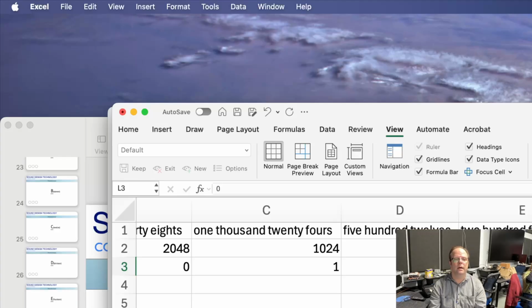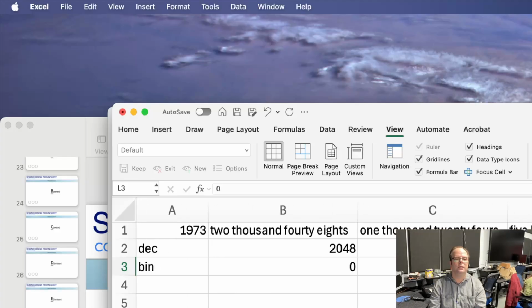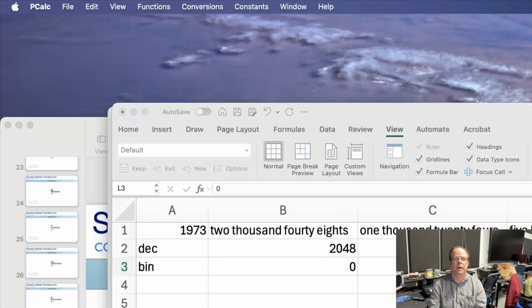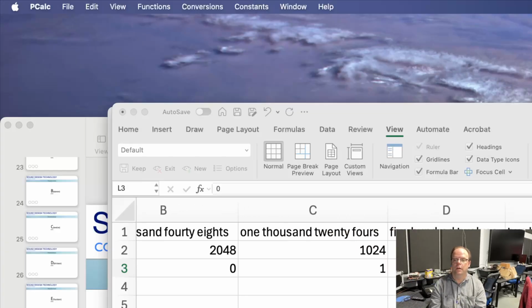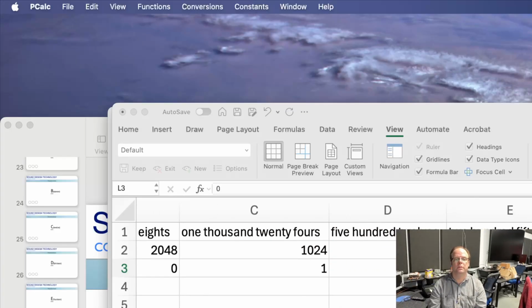So yeah, that value of 1,973 in binary is going to be 1, 1, 1, 1, 0, 1, 1, 0, 1, 0, 1. And in decimal, that works out to 1973. We did it!